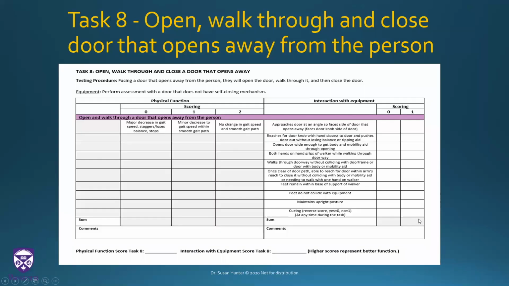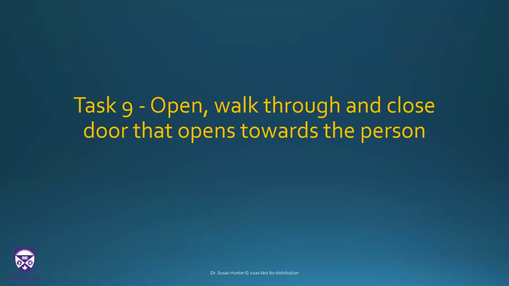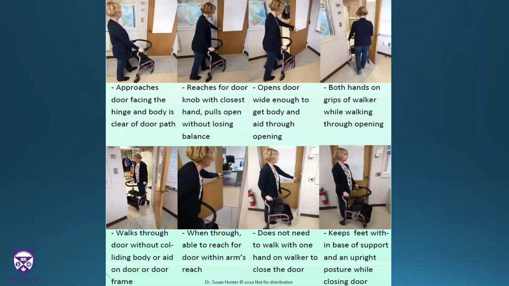And then the last task is to open, walk through, and close a door that opens towards the person. So kind of the same features, but this time the person will approach the door facing the hinge, and the body is clear of the door path. And that they reach for the doorknob with their hand closest to the door, and they pull it open without losing their balance. That they're able to open the door wide enough to get their body and the aid through the opening without collision.